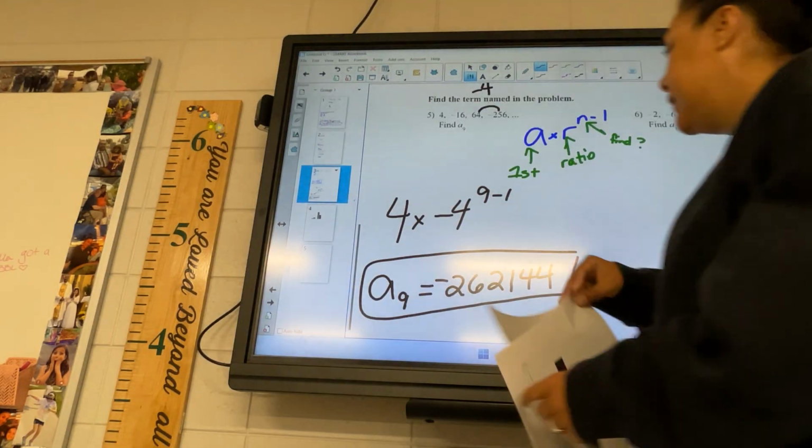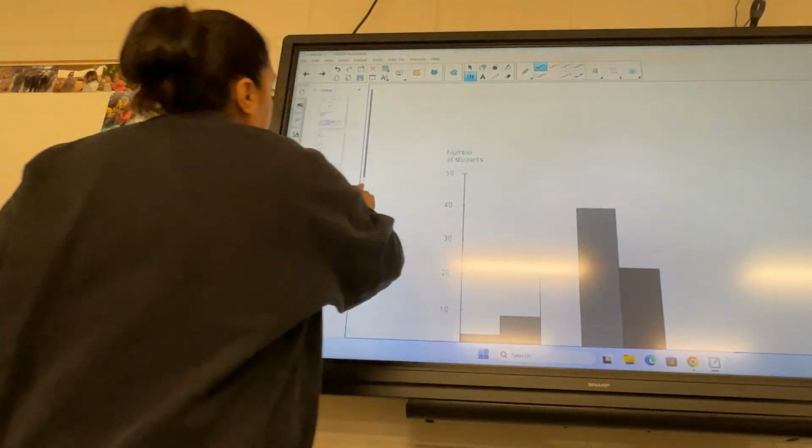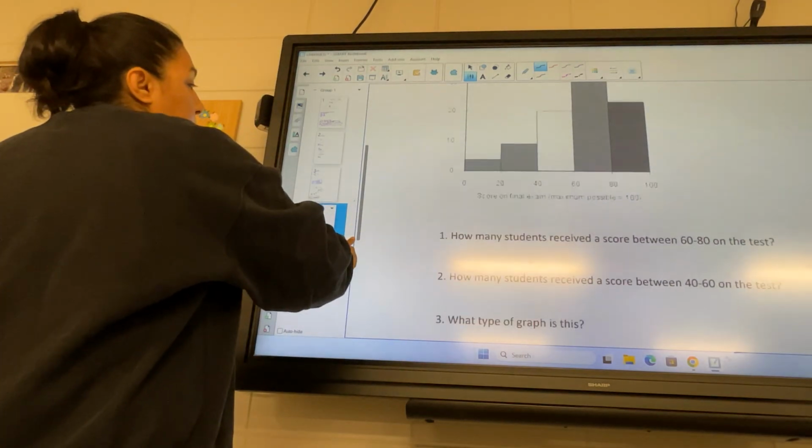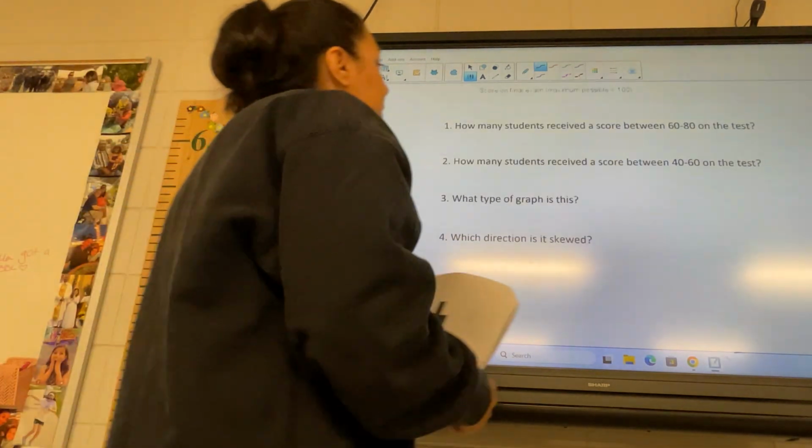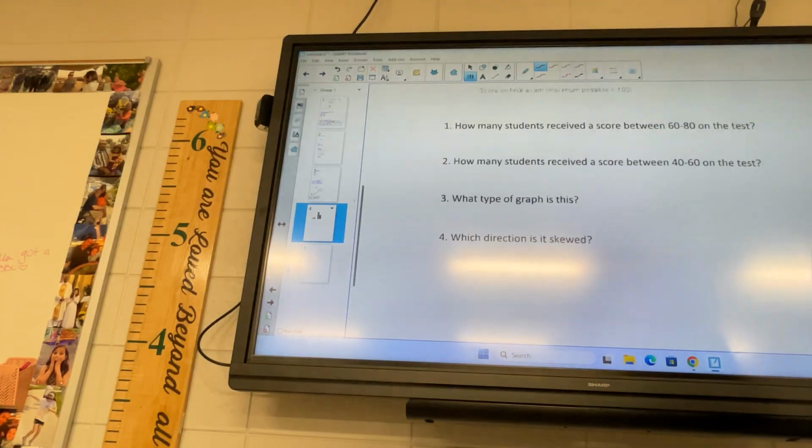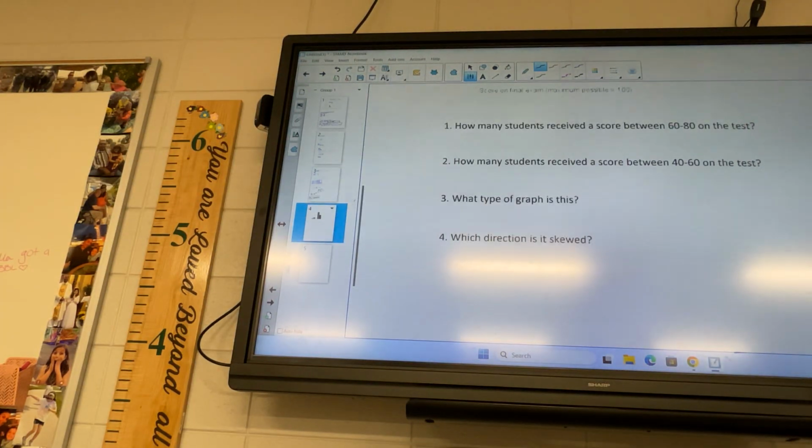Okay, flip the page. I'm doing the one that has the bar graph on it first. Okay. How many students, first of all, what kind of graph is this? Starts with an H. A histogram. Okay, so let's go to histogram. How many students receive a score between 60 and 80 on the test? 40. 40, good.